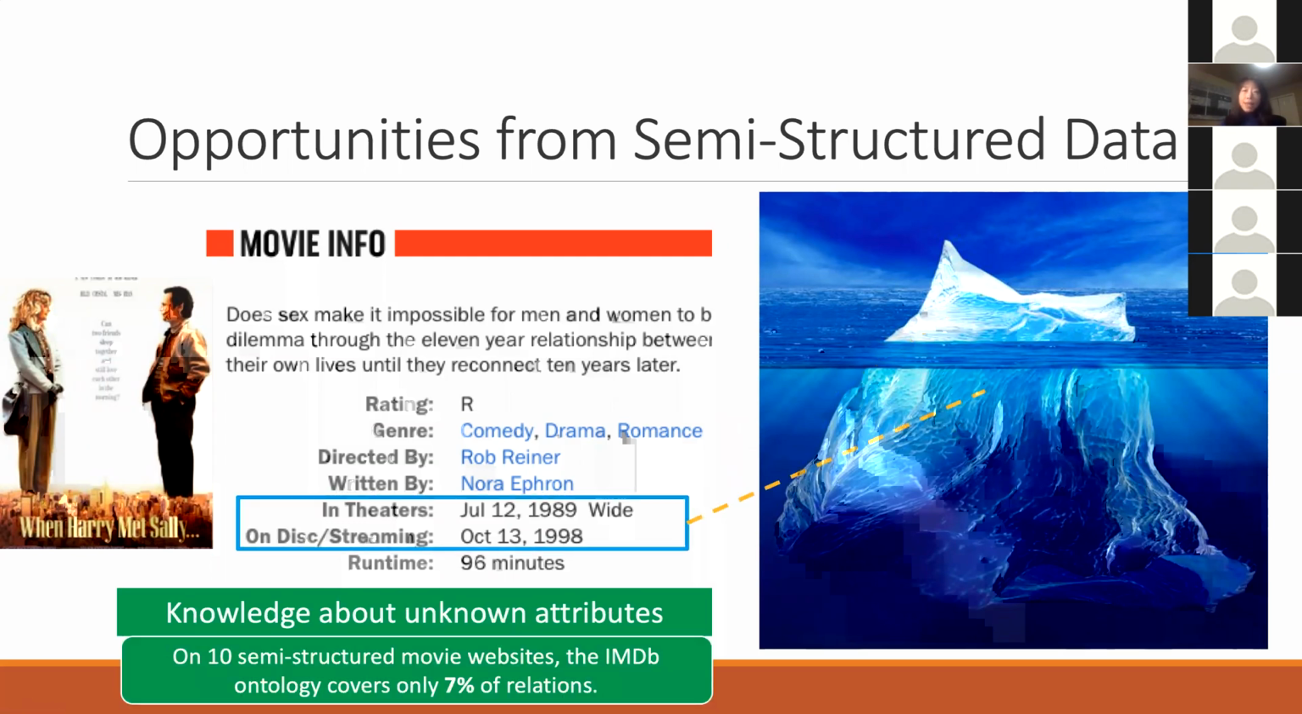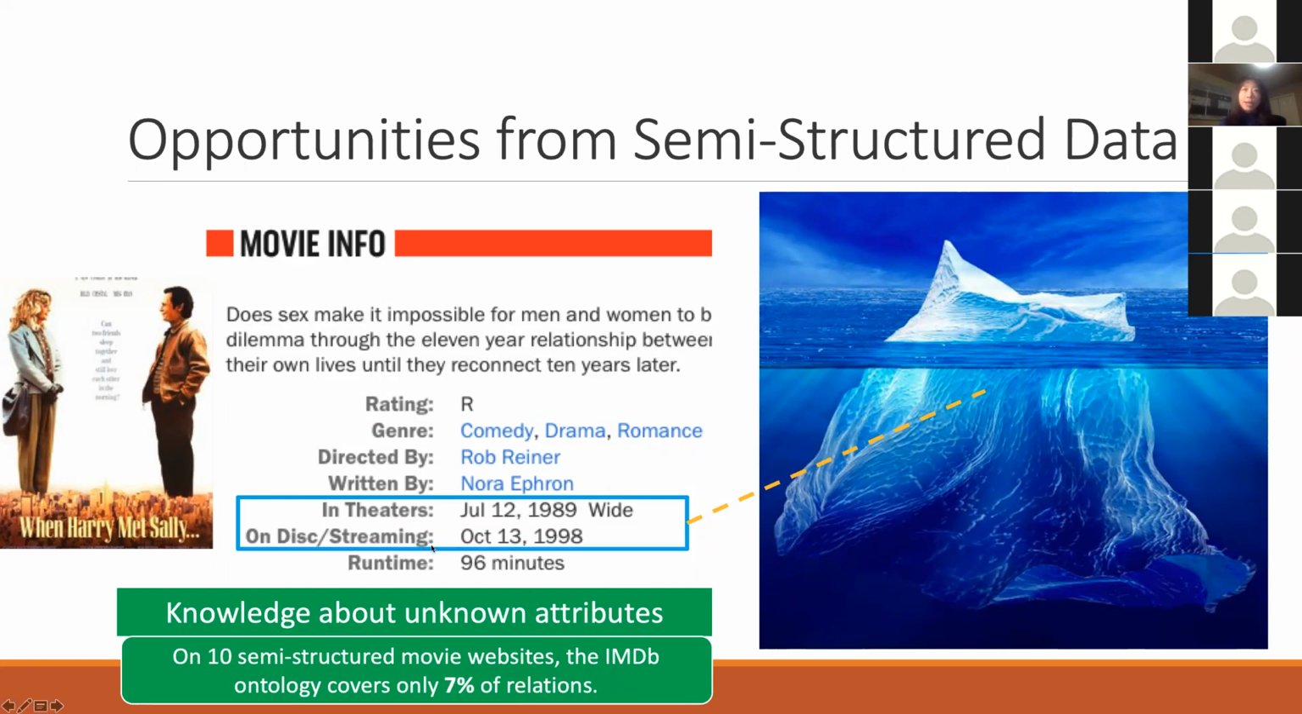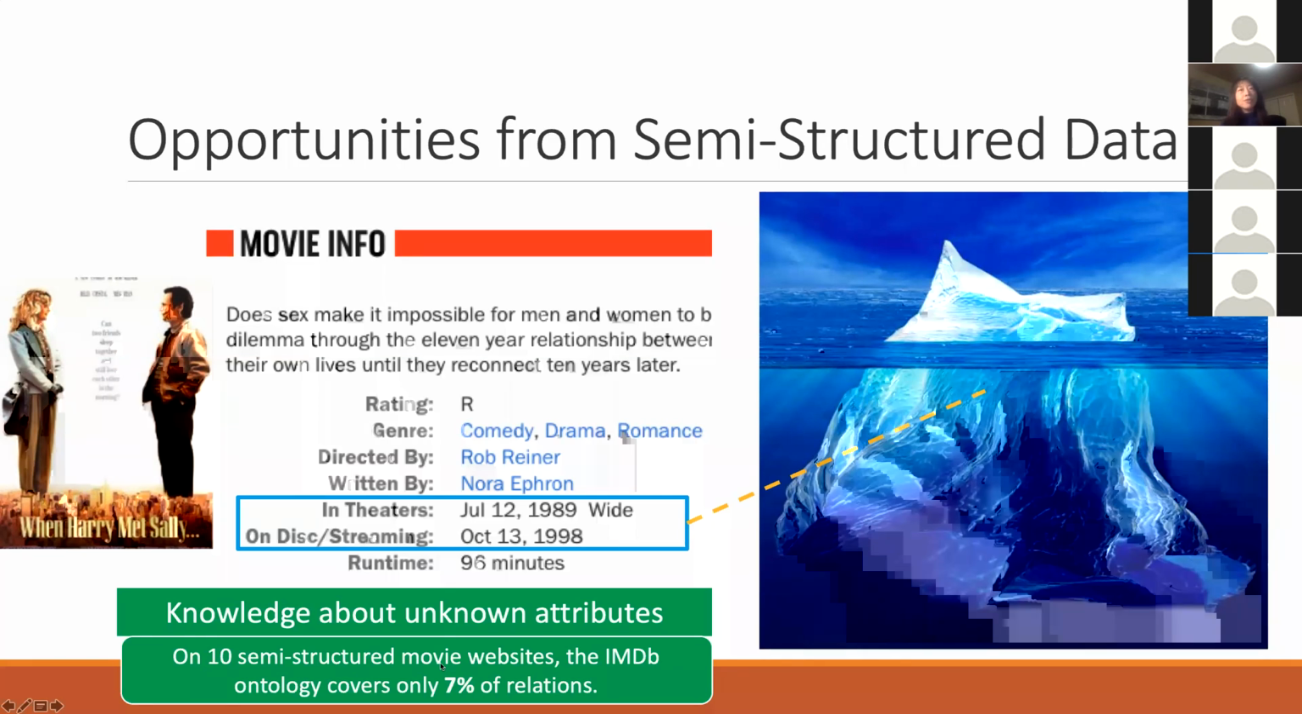In addition, we have attributes that existing ontology may not capture, such as in theaters, on disk, streaming, and so on. And we did some analysis. We looked at 10 semi-structured movie websites, and we found the IMDb ontology, which is actually a very comprehensive ontology, covers only 7% of the relations. And that could be considered as the part of the iceberg that is below the water.